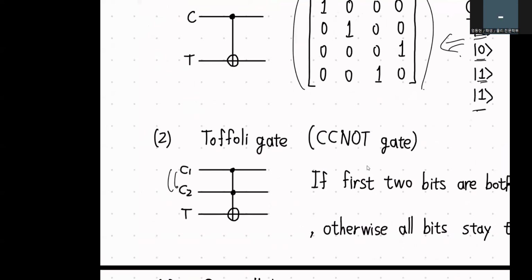Notice that the control qubits have a small black dot in their circuit representation. This basically represents the control condition of 1. If it was not a black dot, but instead it was white, not filled in, then the control condition would actually be 0, so it would be flipped. So for example, if I have a white dot here and a black dot here, the control condition would actually be 0 and 1.